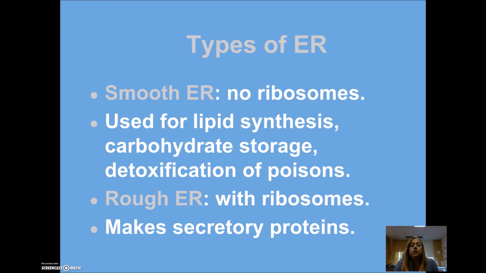So again, we have the 2 different types, the smooth ER, which has no ribosomes, and this endoplasmic reticulum is going to be used for things like lipid synthesis, can help store carbohydrates. The rough endoplasmic reticulum, or rough ER, has ribosomes on the outside, so it looks rough, and that's why we call it rough endoplasmic reticulum. And this is going to be the part that actually makes those proteins that the cell is going to secrete or export so they can be used somewhere else.